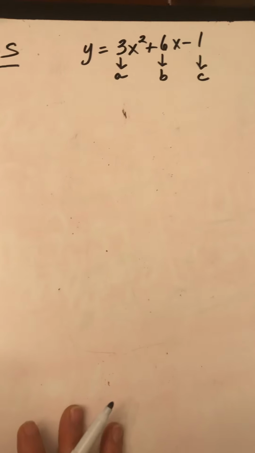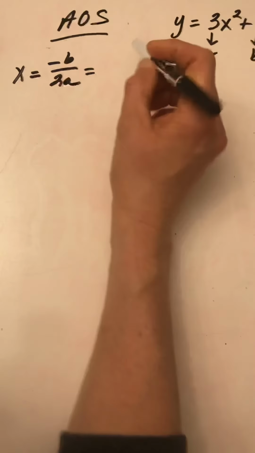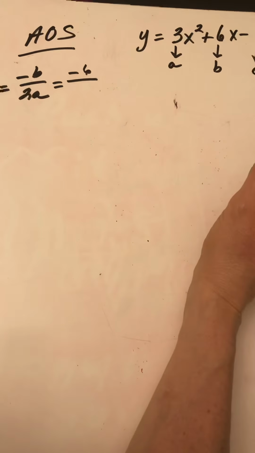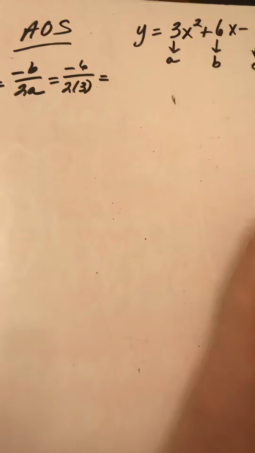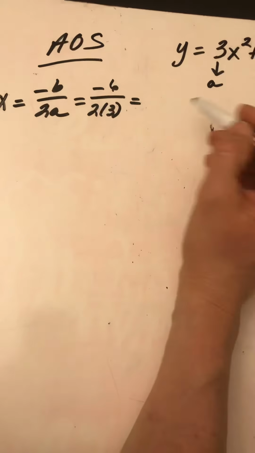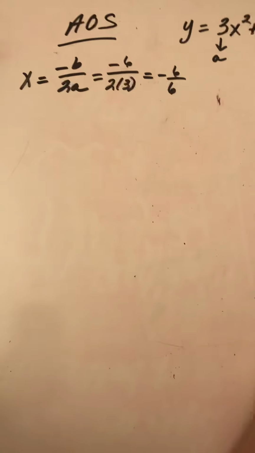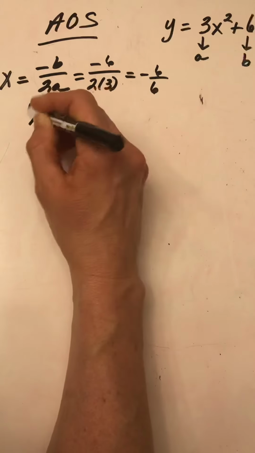And here's where I get those numbers. It's going to be negative 6 over 2a, so 2 times 3. That's going to give me negative 6 over 6. So my axis of symmetry is going to be the line x equals negative 1.